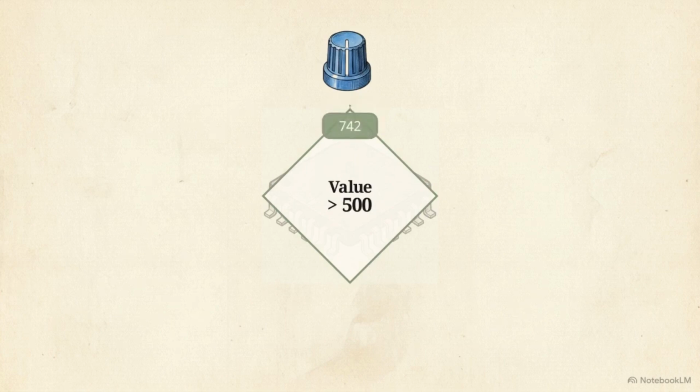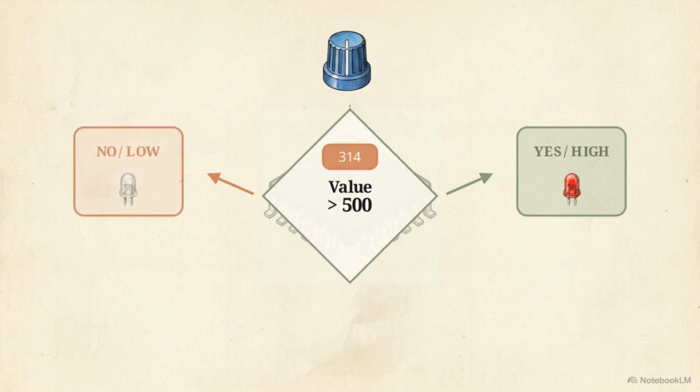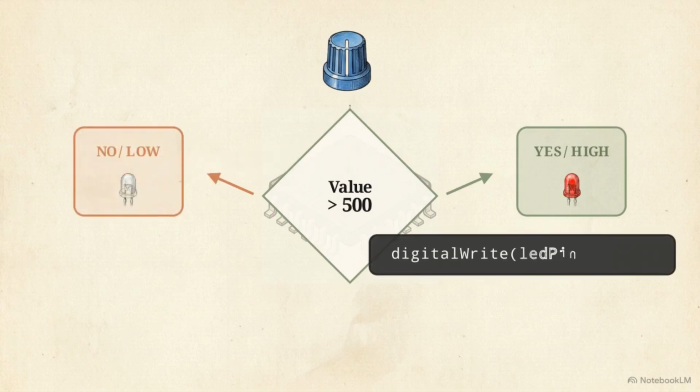We write an if-else statement so that if the incoming potentiometer value reads greater than 500, the system triggers a yes state. If lower, a no state. When writing the action command, capitalization matters. You must use camel case for commands like digitalWrite, with a lowercase d and capital W. A single typo breaks the code sequence.